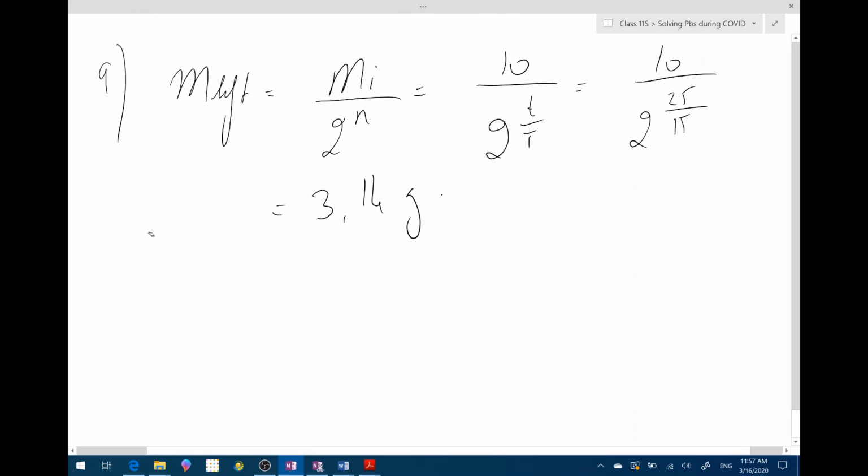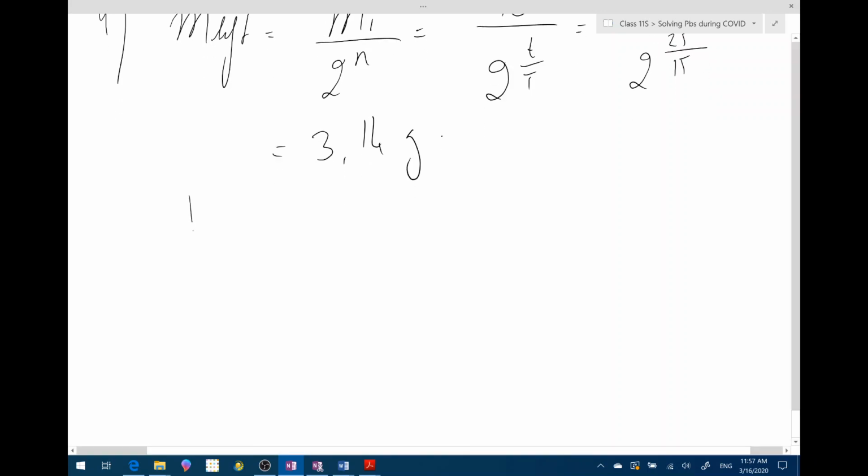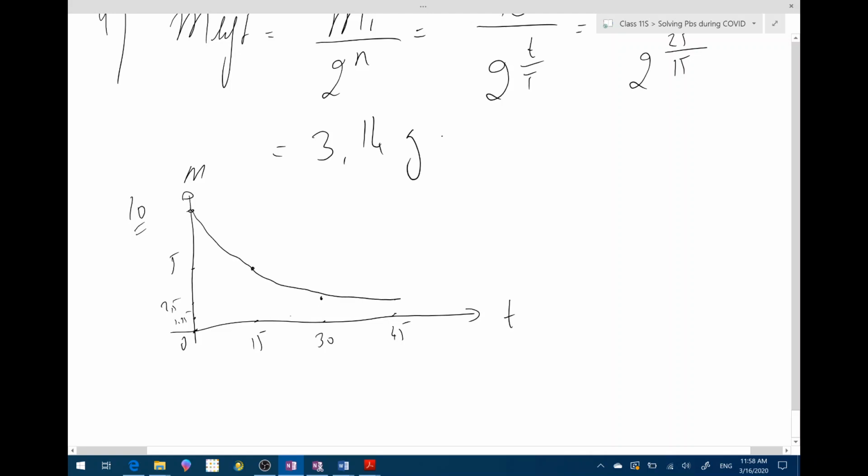Okay, remember we could have solved this in a different manner, just plotting a graph of whatever we have over here. We started initially with 10 grams. This is the mass and this is the axis of time. At 0 we started with 10 grams. After one half-life, which is 15 days, we end up having half, 5. After another half-life, 30, we end up having 2.5. After another half-life, 45, we end up having 1.25. Okay, and if I were to plot this, it would look something as such.